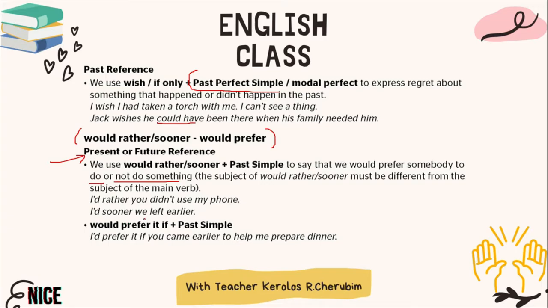I would sooner we left earlier. This is the same picture. I would prefer it if plus the past simple. I would prefer it if he came later to help me prepare my dinner. That means you didn't. To wrap up, we have two ways to say that we wish that somebody would do or not do something. First, we use would rather or would sooner, and second, we use would prefer it if plus the past simple. I'd prefer it if you came earlier to help me prepare the dinner.